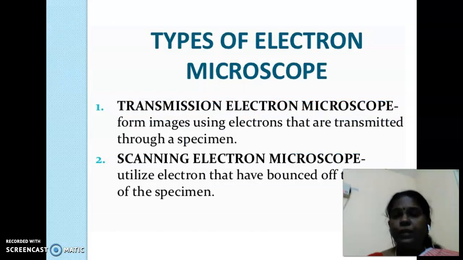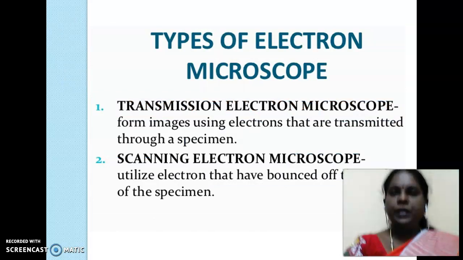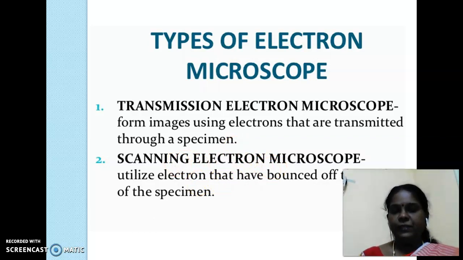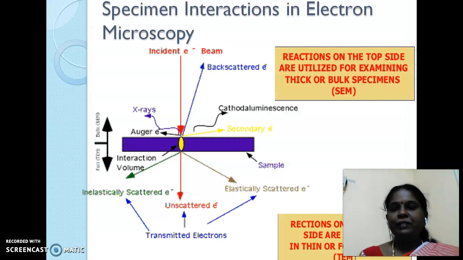There are two types of electron microscope. First one is the transmission electron microscope. Second one is the scanning electron microscope. The transmission electron microscope forms images using electrons that are transmitted through the specimen, whereas the scanning electron microscope utilizes electrons that have bounced off the surface of the specimen. Now let me explain this.